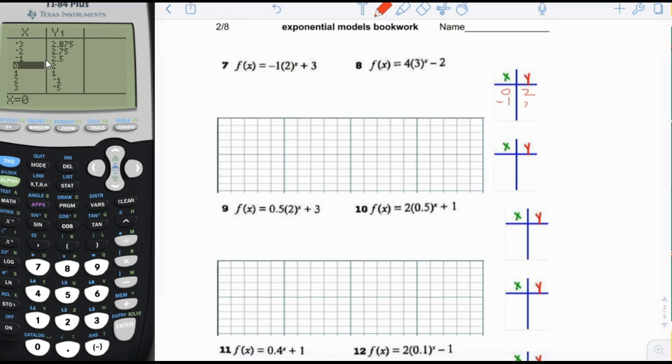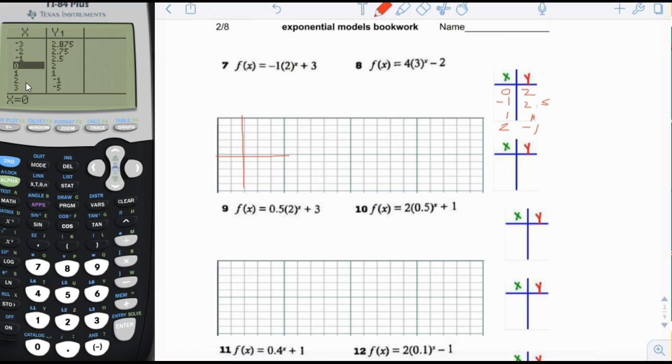And let's see, -1 would correspond to y equals 2.5. -1, 2.5. What about +1? +1 corresponds to a +1. And 2 corresponds to -1. Okay, so let's try to graph some of these points here. So I'm going to draw the axes kind of like that.